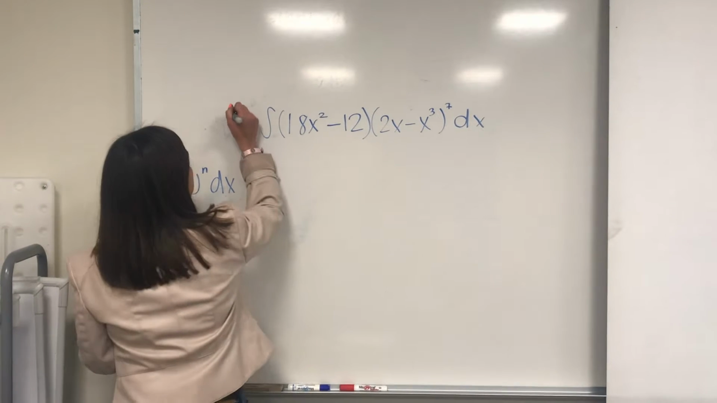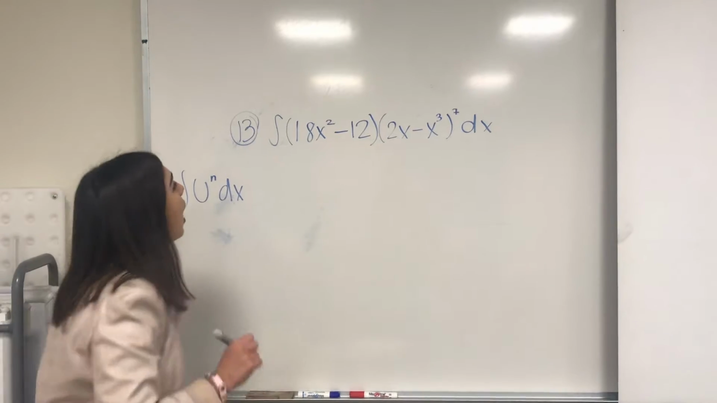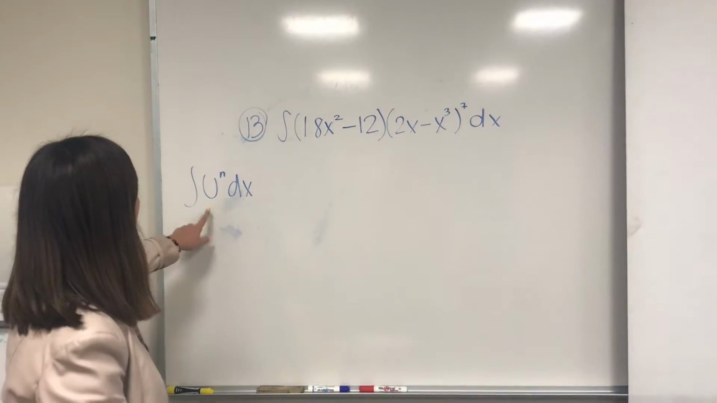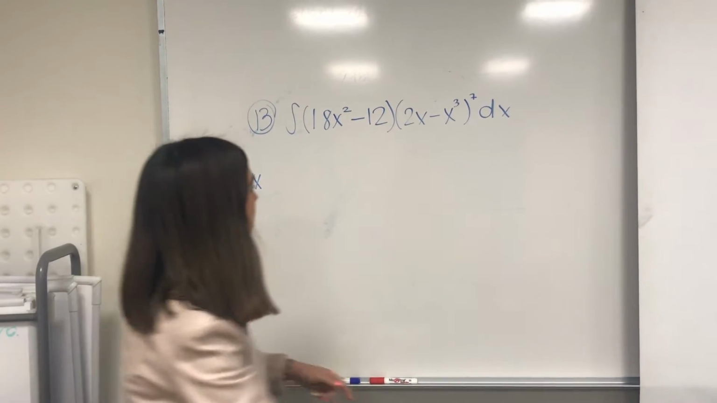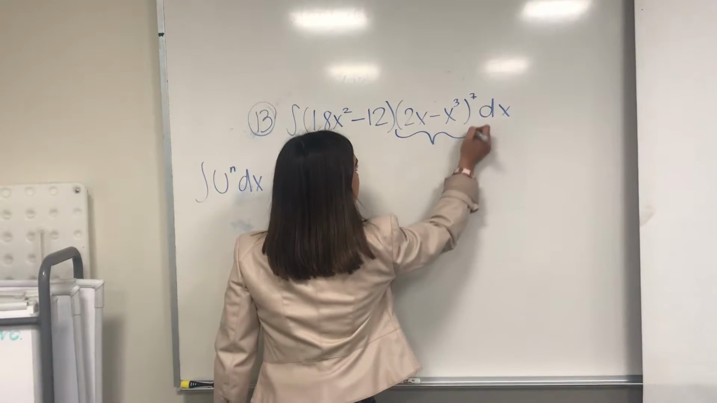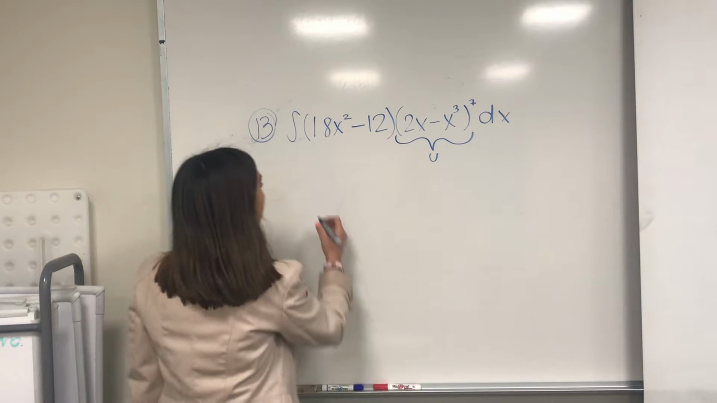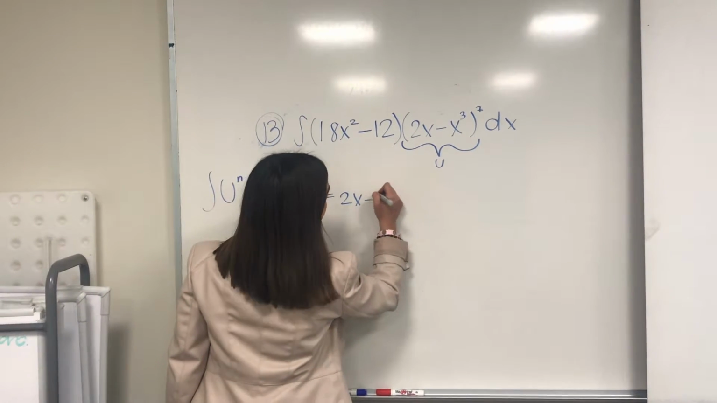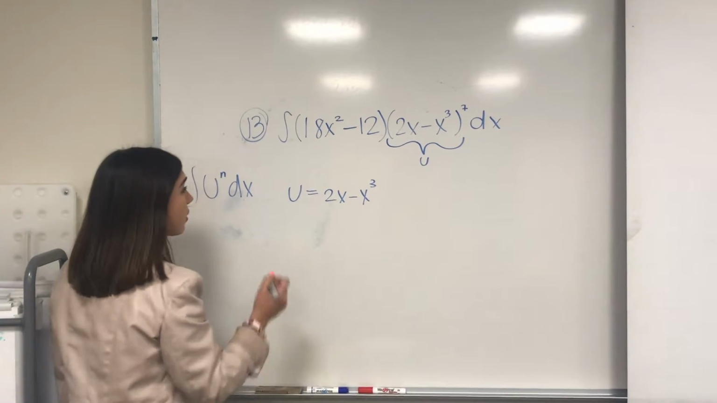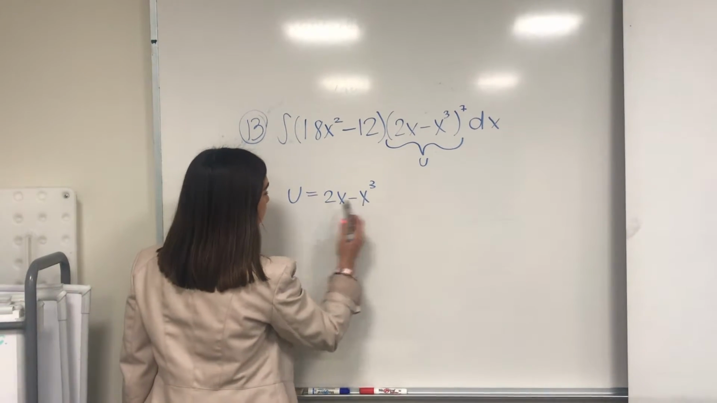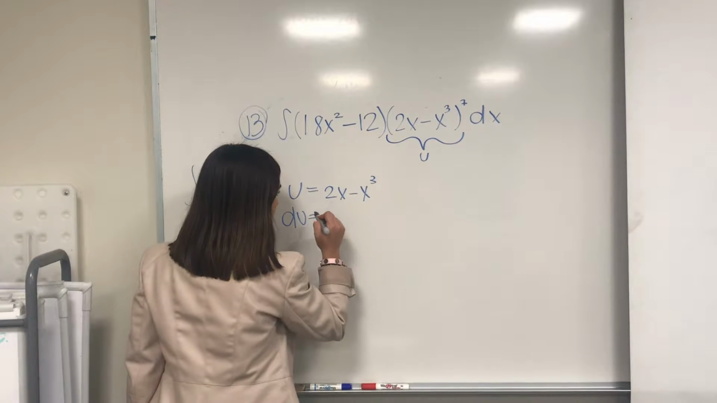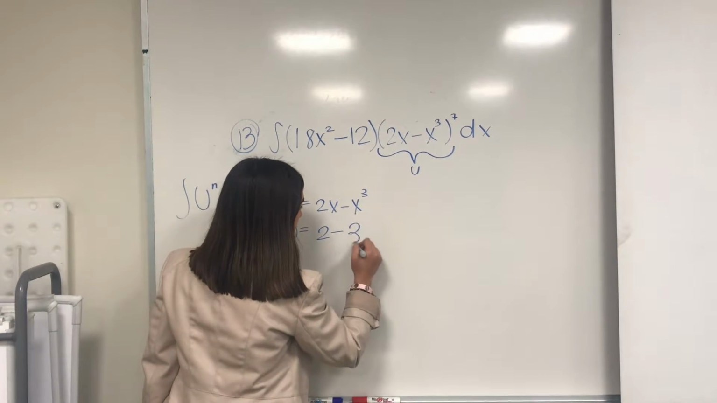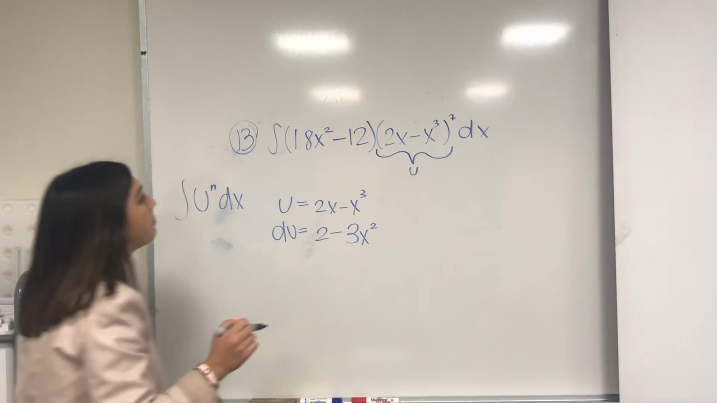Okay, so this is problem 13. And we need to integrate the problem. We have the u to the n type. So this is your u. First, you need to write your u, which is 2x minus x to the third. Then you need to differentiate this, which will be 2 minus 3x squared.